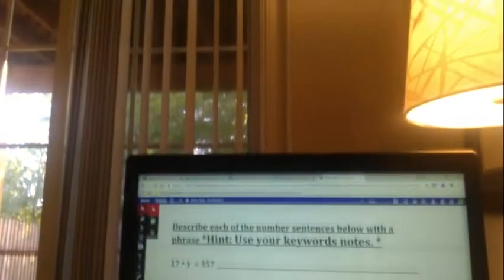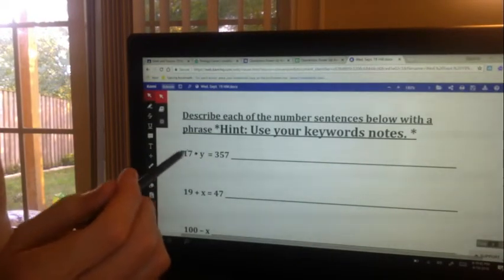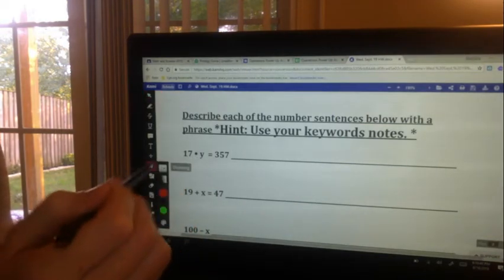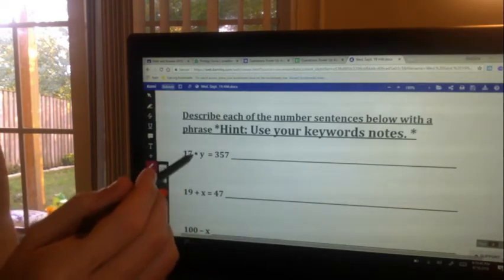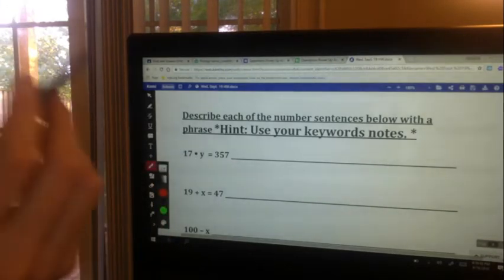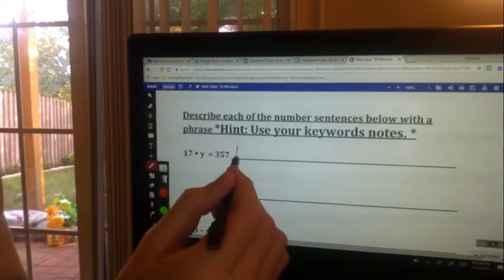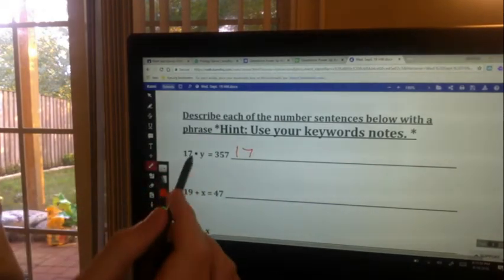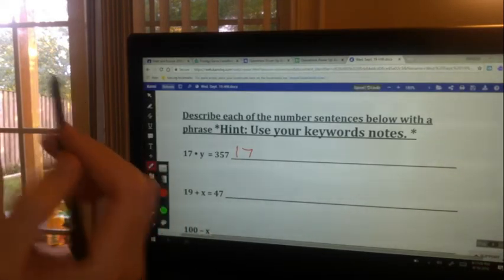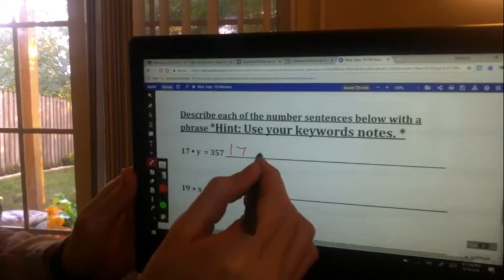All right. So first one says y, 17 dot y equals 357. Remember, this dot here means multiplication. So in your keywords notes, you're going to look up a word that means the same as multiplication. We're going to do a really basic one. So we're going to take 17, and then we're going to think, how could we read this? 17 dot, that means times, multiply, groups, each. I'm going to say 17 groups.